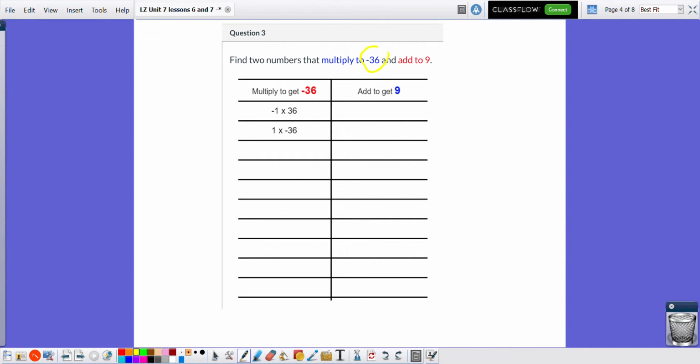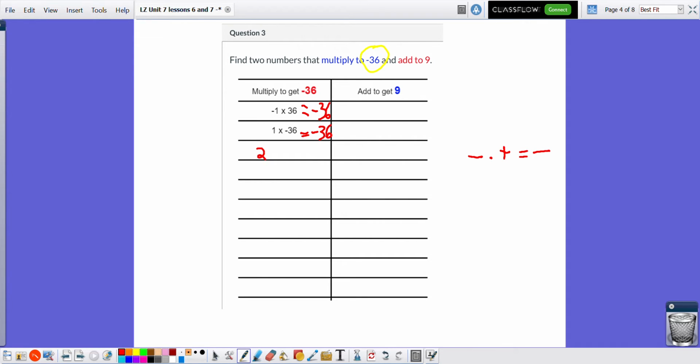So here is a little bit different because we need two numbers that will multiply and give you negative 36. So we know when you multiply a negative number times a positive number, we will get a negative number. So we will need one negative number and one positive number. So here we have negative 36. Negative 1 times 36 is negative 36. We have 1 times negative 36 is also negative 36.